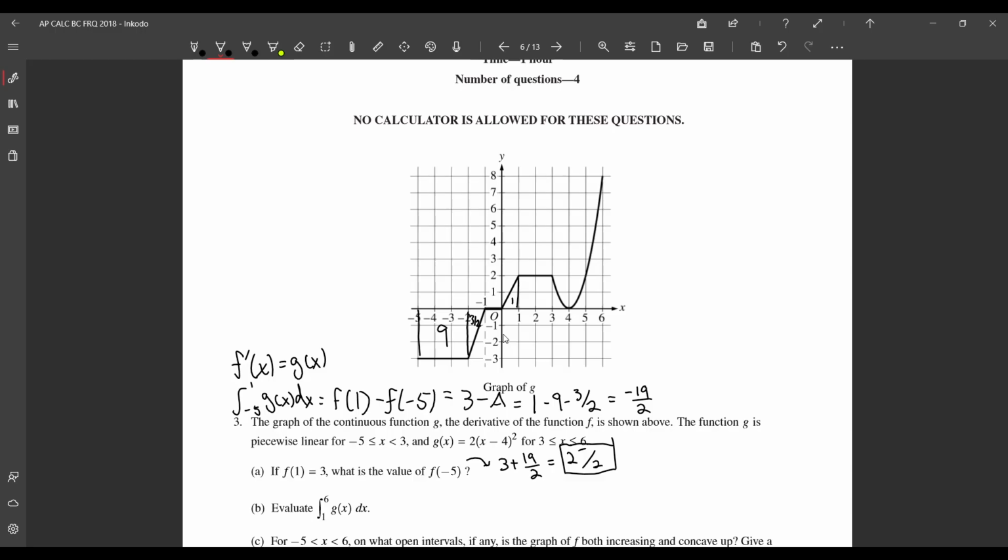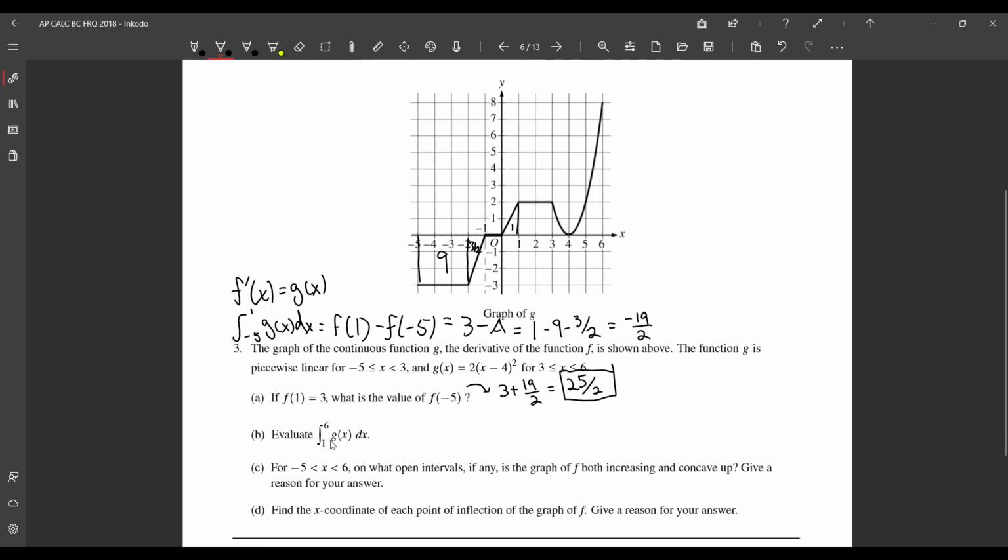Just going to make that more legible. Okay. Now evaluate the integral from 1 to 6 of g of x. So the first part of this, from 1 to 3, is just the square. So we get 4 plus, and then starting at 3, we can integrate this as the parabola.